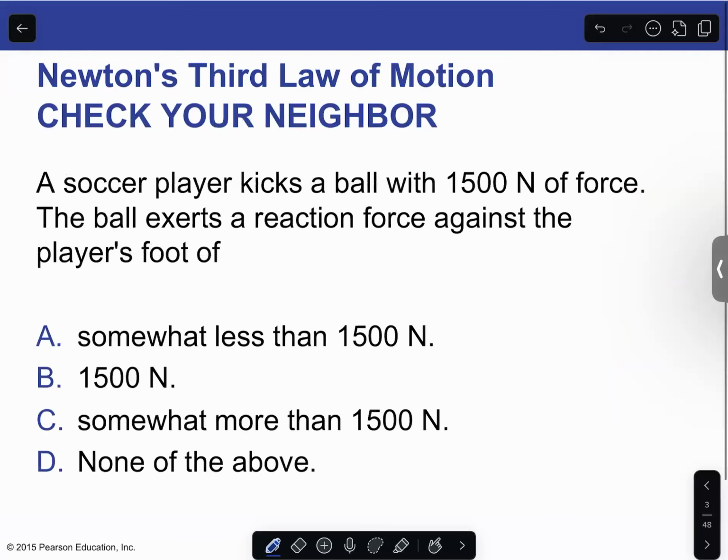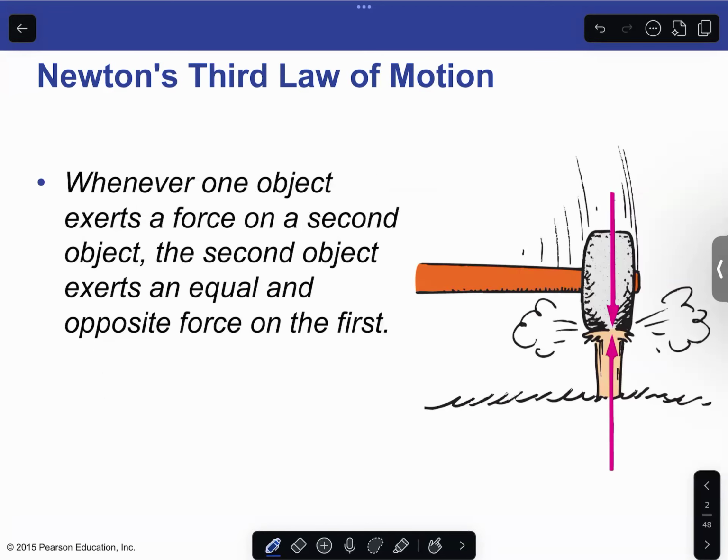But they're equal. Which direction does the peg push? Point with your fingers, everyone. Which direction does the peg oppose the hammer? The hammer is pushing down on the peg. Which way is the peg pushing on the hammer? The peg pushes upward on the hammer. That's right. Good. Think about this.